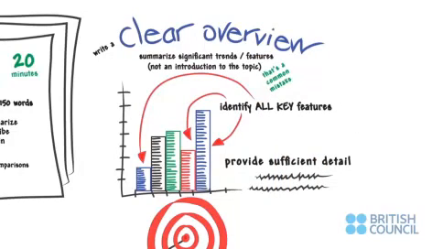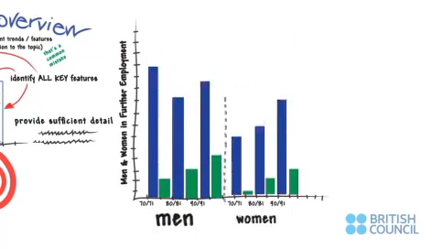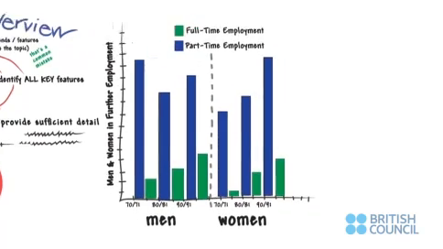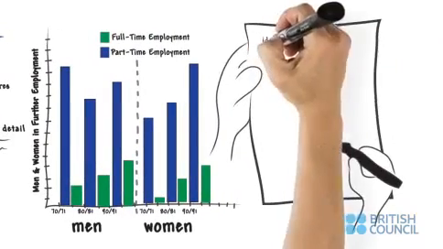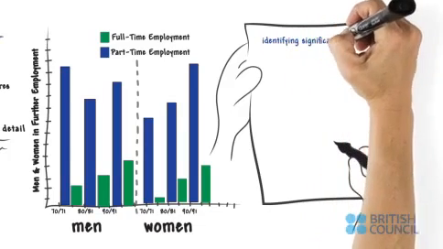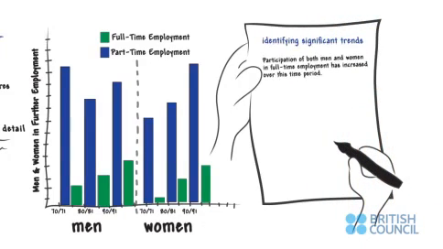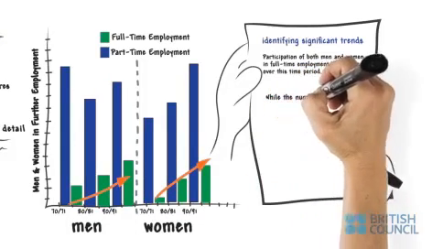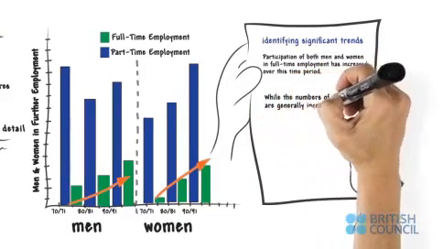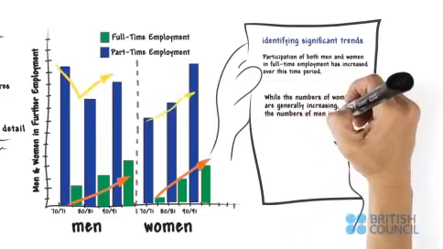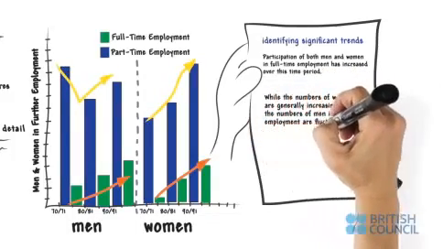That's a common mistake. Here's an example of identifying significant trends. Looking at this graph, we would say, from the graph it is apparent that participation of both men and women in full-time employment has increased over this time period. However, while the numbers of women are generally increasing, the numbers of men in part-time employment are fluctuating.